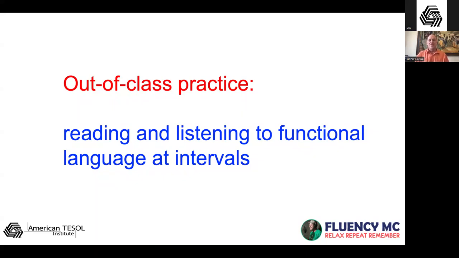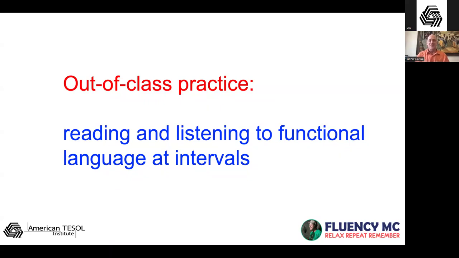So that could be between meetings, that could be at a certain time after dinner when the kids are in bed or whatever. So that's about the intervals. And there are certain activities that are more natural to do at intervals also. So we need to think about those.